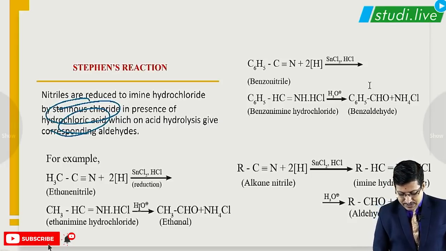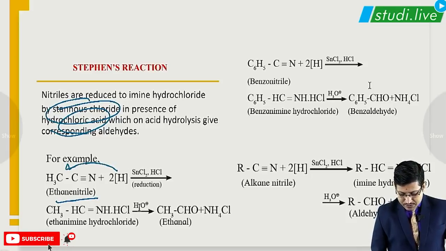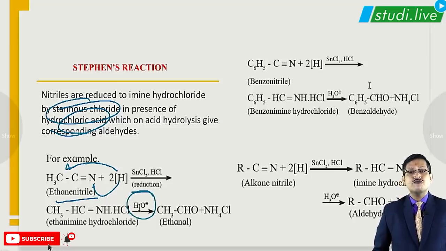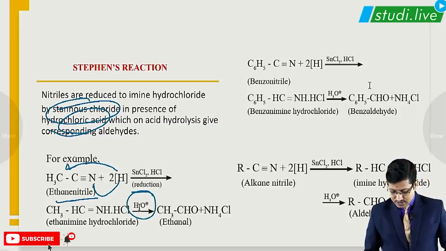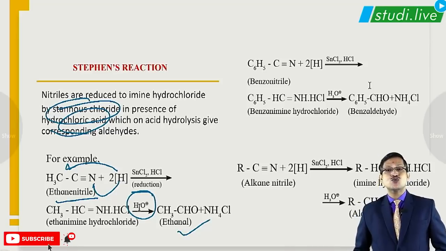Let's see the reaction. CH3 C triple bond N. This is called ethane nitrile, plus 2H. Out of those 2H, 1H goes with carbon, 1H with nitrogen, and HCl. So this is now, see this, CH3CH double bond NH, and then HCl will combine. When this undergoes acid hydrolysis, it will give you the formation of ethanal plus NH4Cl.